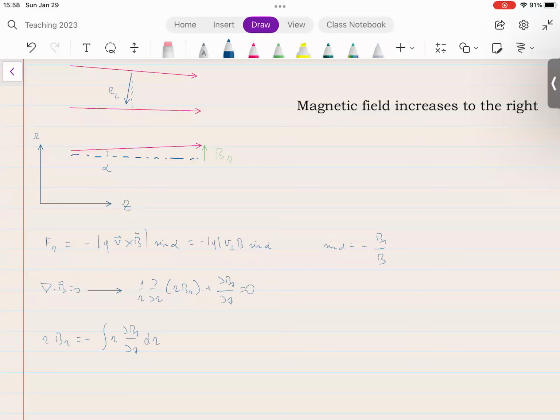Now, I can do this in at least a couple of ways. I can just say, well, I'm going to assume that dBz/dz is constant, or I can assume that the Larmor radius is small, so over a gyration, the particle does not see any change in dBz/dz. Either way, I'm going to proceed taking that quantity to be a constant.